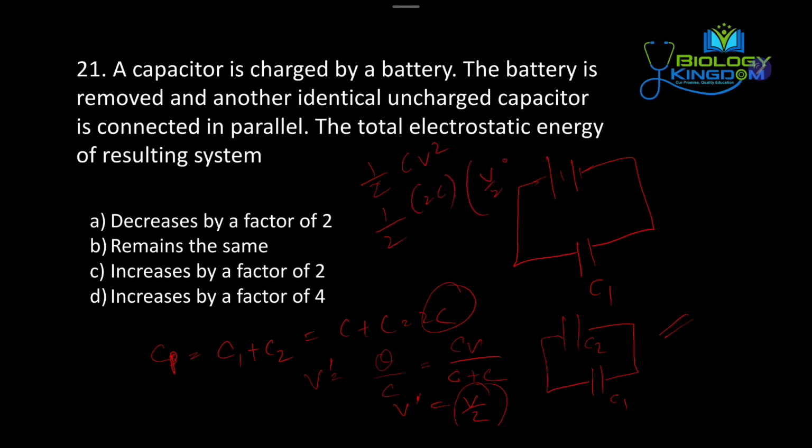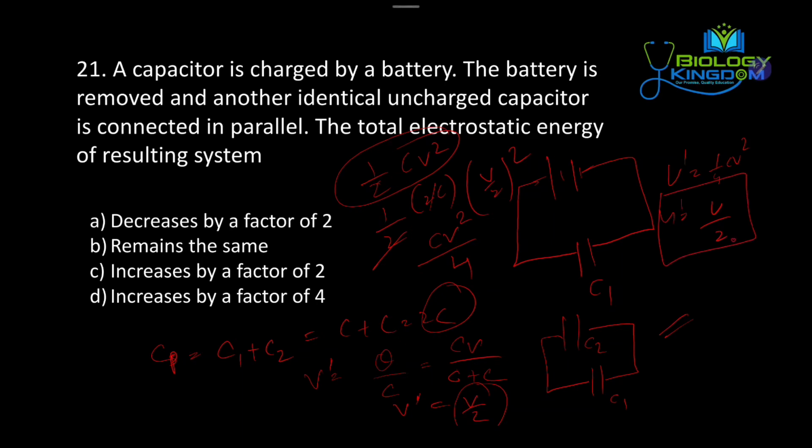Half, what is C? Here 2C, and what is V? V by 2 square. So 2 and 2 will get cancelled. So it will be CV square by 4. So the energy which came out is 1 by 4 CV square. But initial energy, that is half CV square. So from initial, the energy will get decreased by how much?